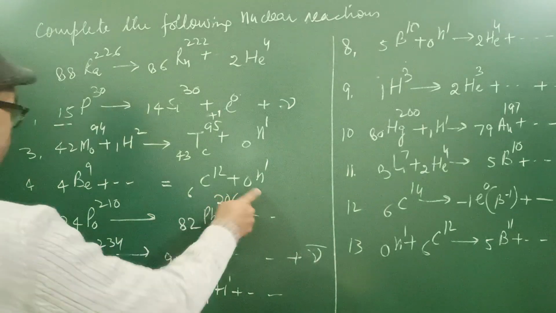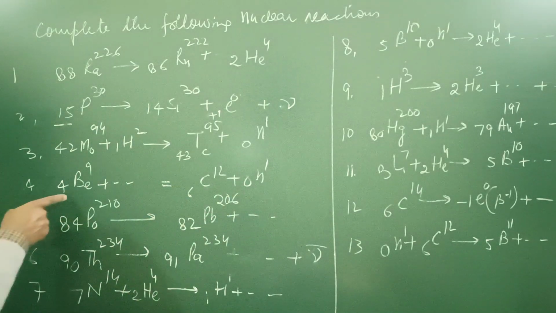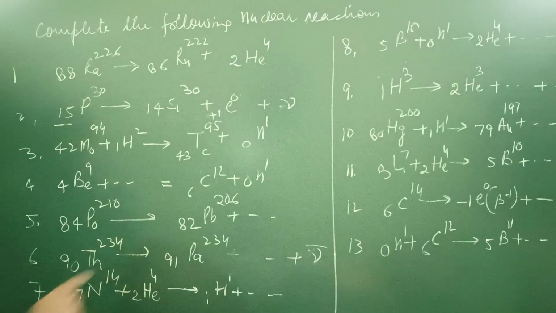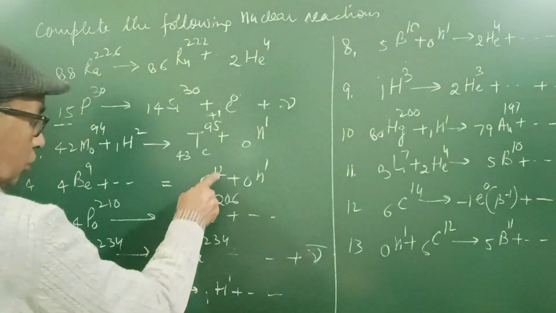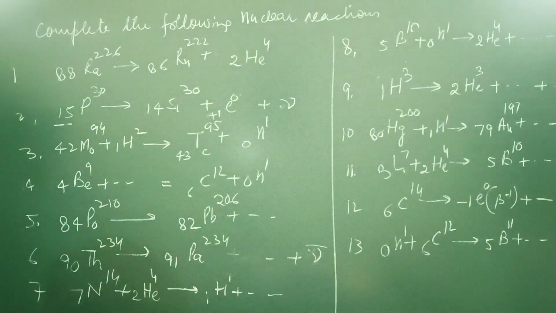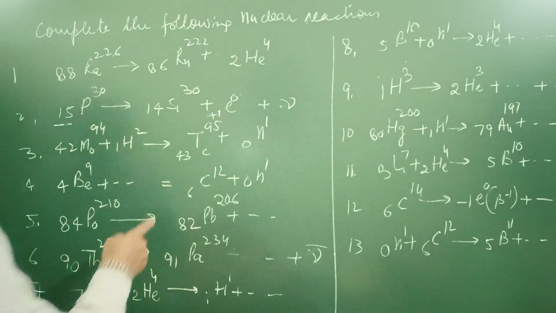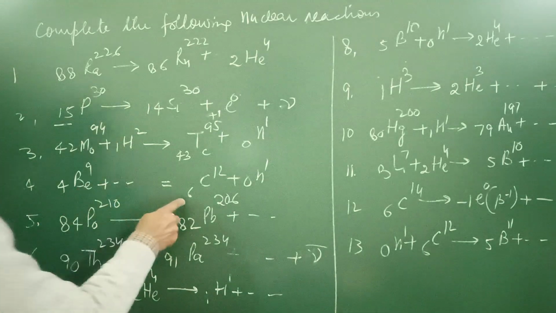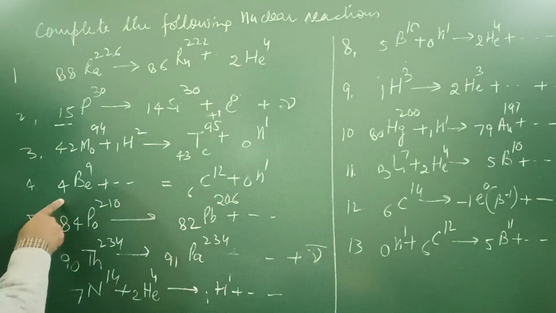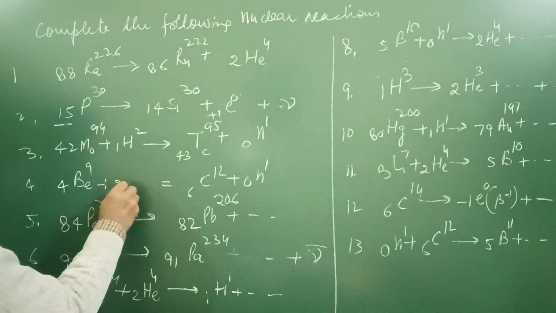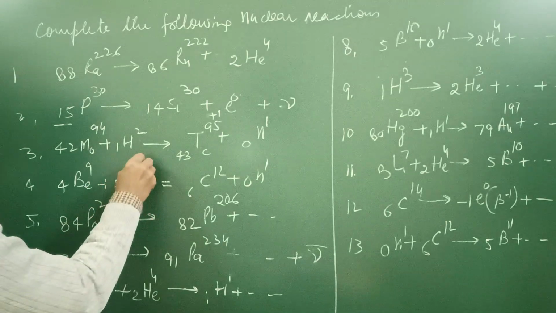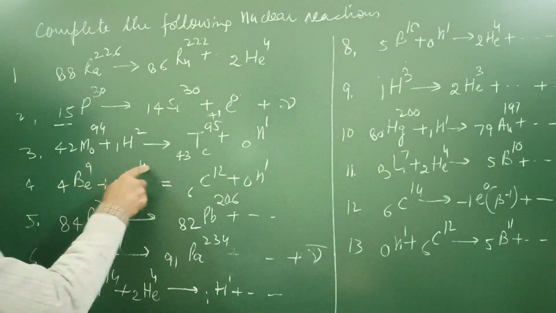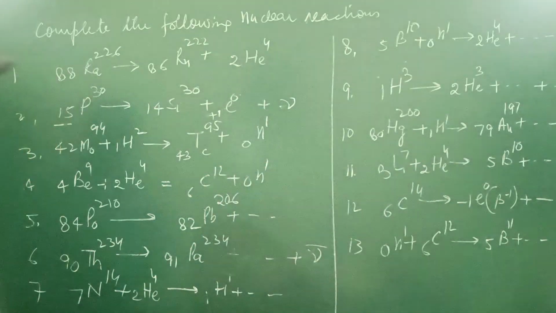This is also written below here. Like it is written 4Be9 plus 2He4 gives 6C12 plus 0n1. If you remember, by this reaction the neutron was discovered. So what should be there? 6, 4. So 2 is the atomic number of helium. Or 4, 9 plus 4, 13, 12 plus 1, 13.